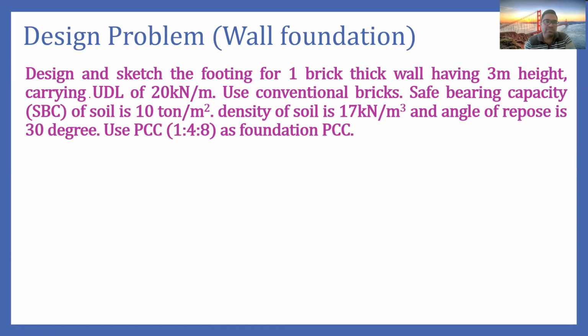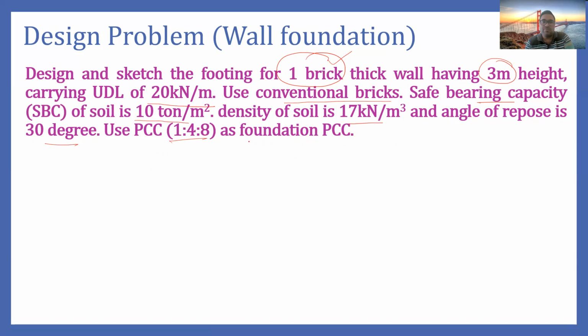Now we will take the problem to design the wall foundation. It says design and sketch the footing for a one brick thick wall having 3 meter height. So the height of wall is 3 meter and the thickness of wall is equivalent to one brick. And it is carrying a UDL of 20 kilonewton per meter. And we have to use conventional brick in this case. The safe bearing capacity of the soil is 10 ton per meter square. Density of the soil is 17 kilonewton per meter cube, and angle of repose is 30 degrees, and PCC grade is 1:4:8.